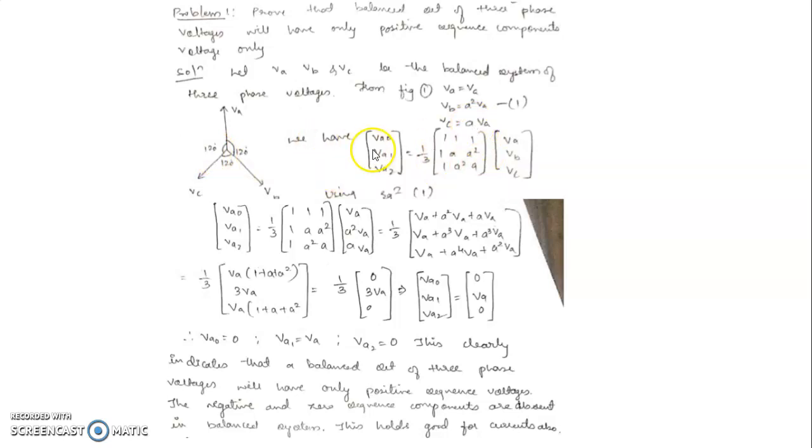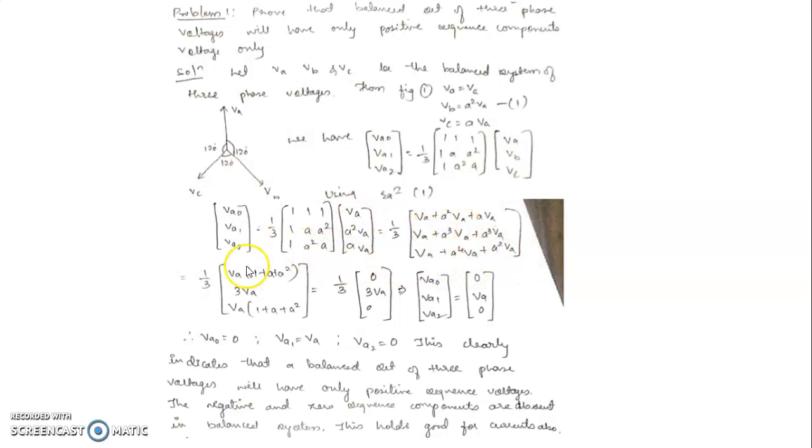We also know the equation for VA0, VA1, VA2 from the previous derivation. So I have used VA0, VA1, VA2 equal to 1 by 3 times this matrix with VA, VB, VC. Now we will substitute the VA, VB, VC values here. Using equation 1, I have substituted VA as it is, VB as a square into VA, VC as a into VA. Then multiplying these two matrices, 1 into VA, 1 into a square VA, 1 into a VA, that we have done. Then similarly this row into this column, this row into this column, we will get this equation.